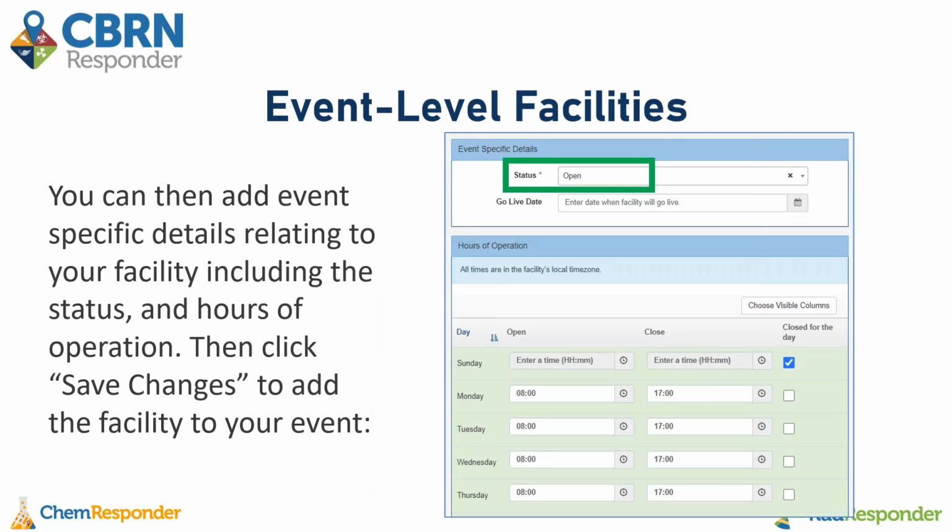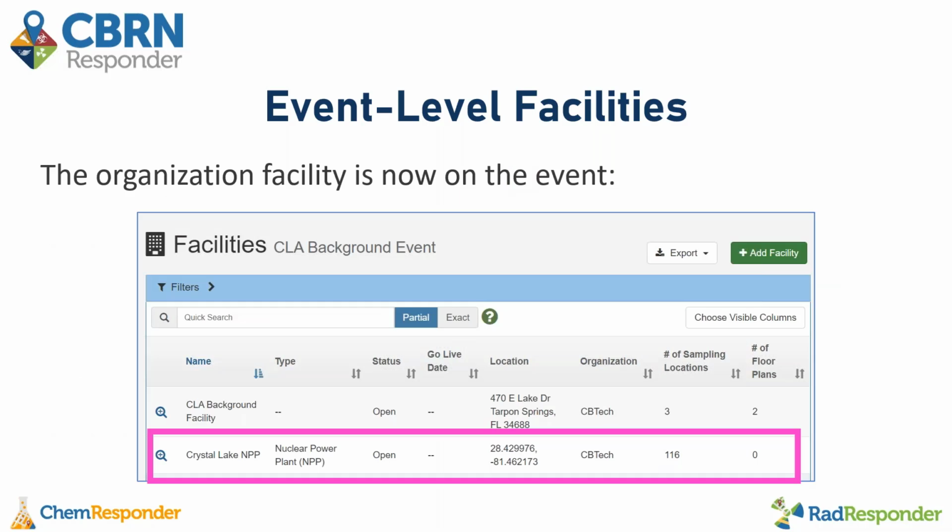You can then add some event-specific details relating to your facility, so including the status and the hours of operation. And then once you're done, you'll just click Save Changes, and now the facility will be added to your event.